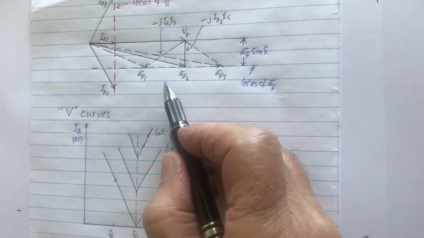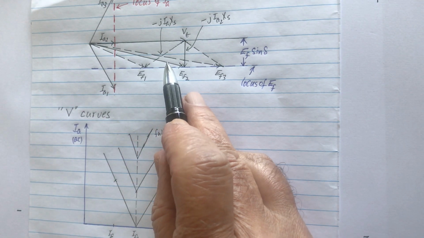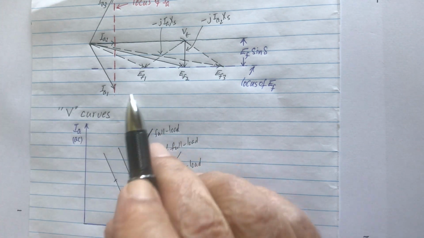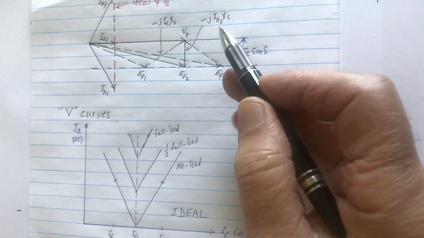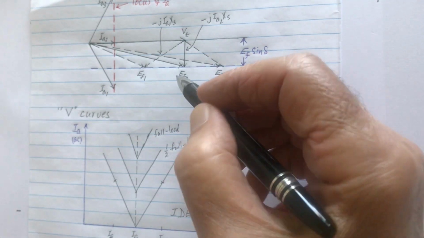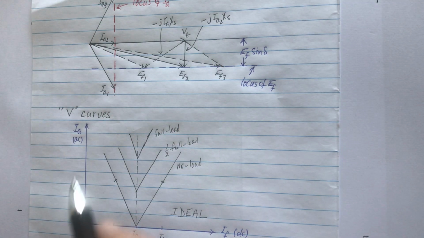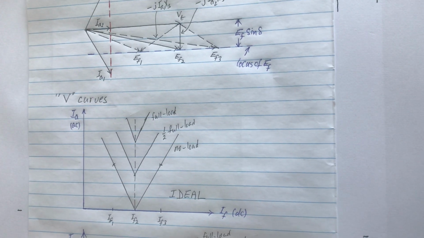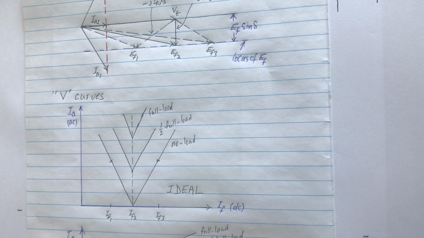We can improve it by changing the excitation of the synchronous motor. The power remains the same, constant, but the power factor will improve. Improving the power factor means that the current will be reduced. Now, this leads us to what is called the V curves of a synchronous motor.